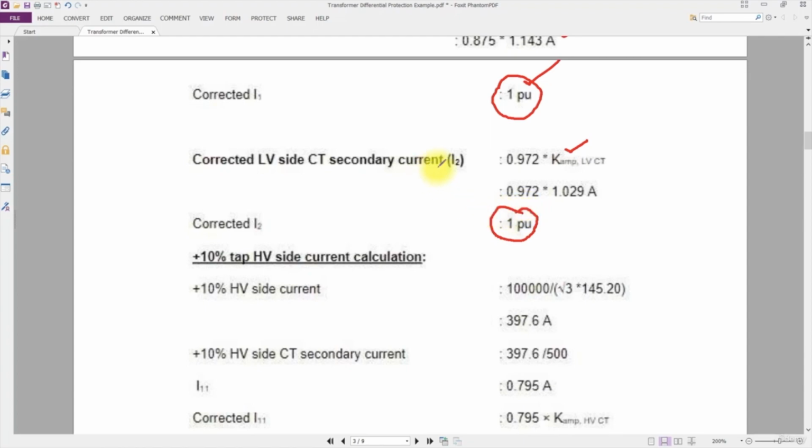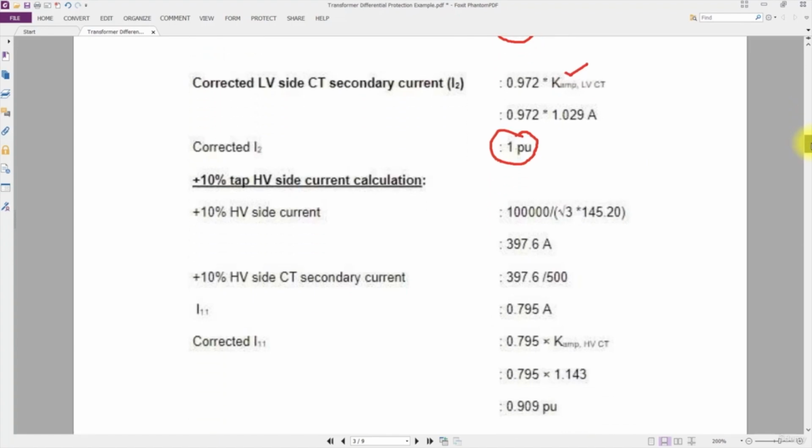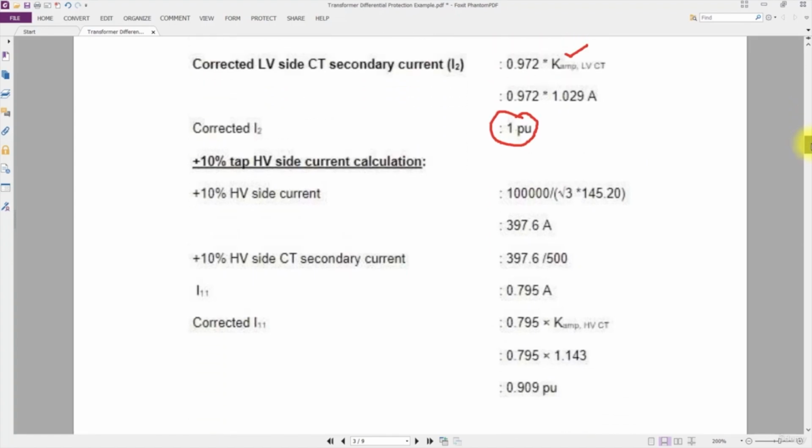So you need to feed these two correction factors in the relay, and then the relay will automatically multiply the secondary currents by these factors to calculate the differential values. So it means that using these two factors, we have successfully corrected the ratio error at the HV and the LV sides. So now after completing this, next we will see the tap position HV side current calculations.